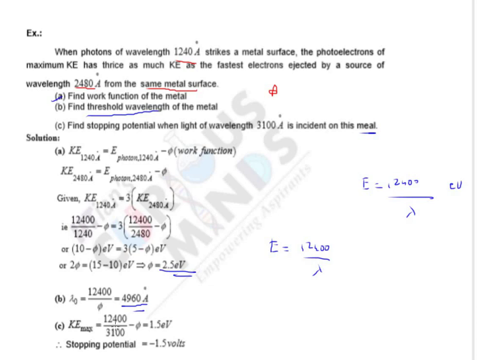So kinetic energy is nothing but the energy minus the work function. So the energy is 12400 upon the wavelength. Wavelength is 3100. So minus work function. So this minus the work function is the kinetic energy. This is 4 electron volts, so 4 minus 2.5 gives 1.5. Simple. This is in electron volts. Can convert this into joules. So stopping potential is nothing but 1.5 volts. So yes, stopping potential.